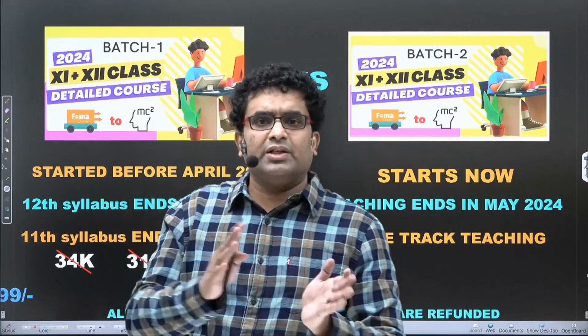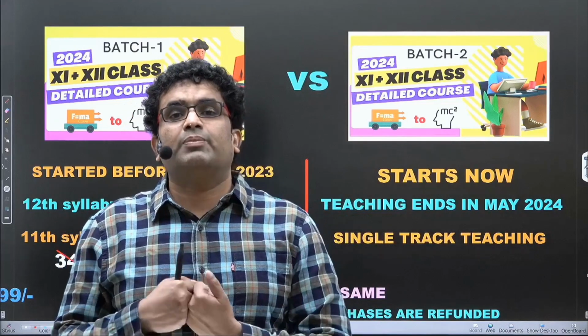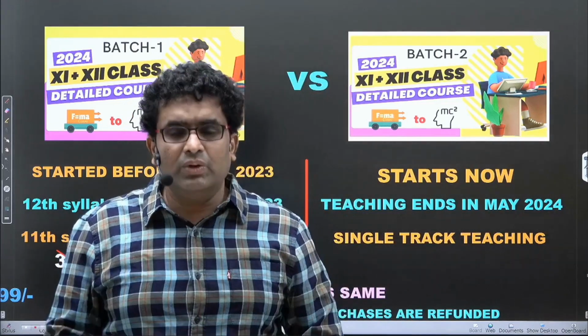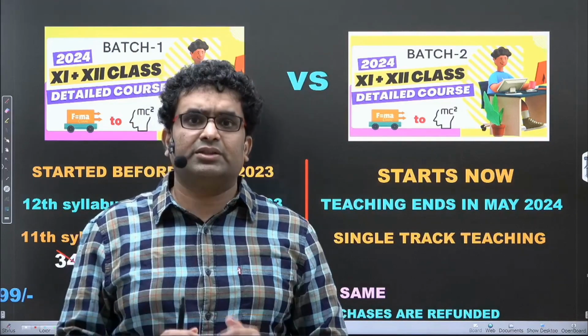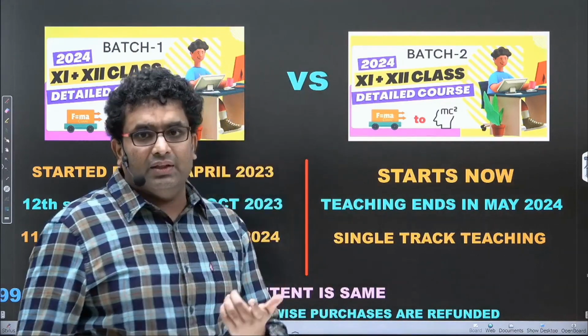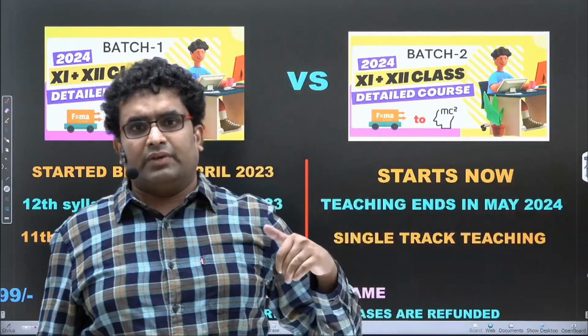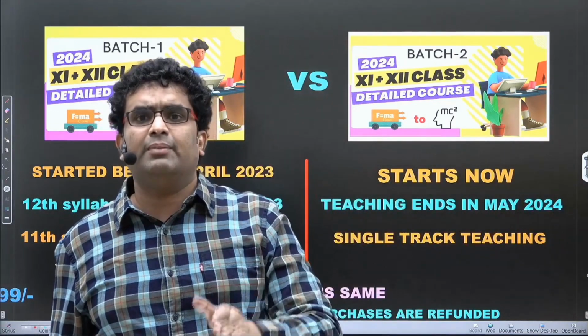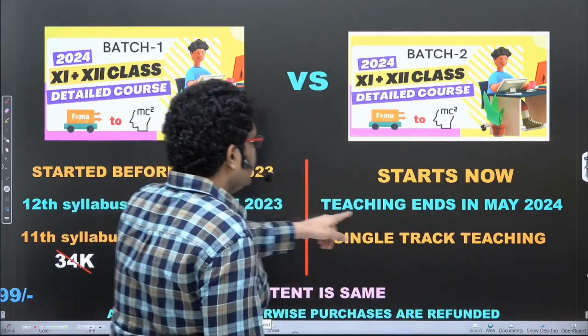So simultaneously we'll not be doing the 11th and 12th. That gives students who are planning to start right now a confidence booster and less stress on them. But the only thing is you need to study for a bit more time than January. Your syllabus will end a bit later as compared to batch 1. I'll explain. Teaching ends in May.